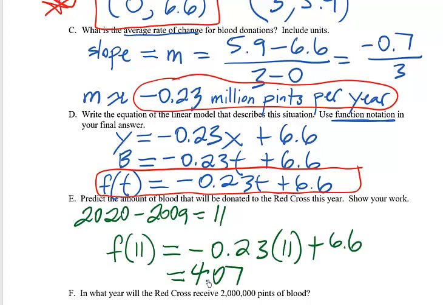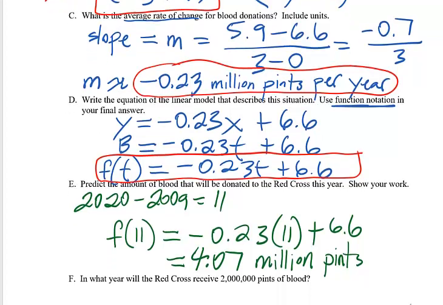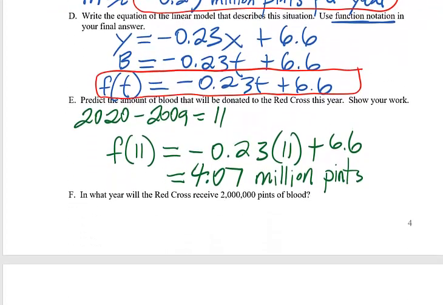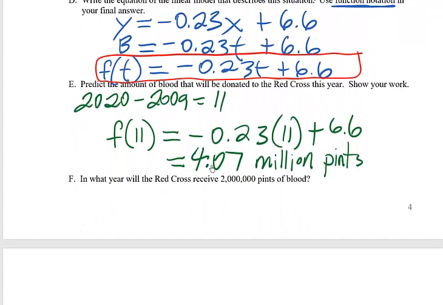4.07 what? What is this trying to say? Well, it's coming out of my function. The outputs of this function are the dependent variable values, which is the blood. This is not 4 pints, right? This is 4.07 million pints of blood. So we're saying that if that pattern continues where people are giving less blood at the same rate, then by the time you get to 2020, you're down to 4.07 million pints of blood donated.